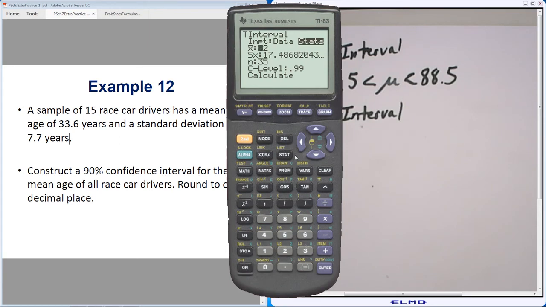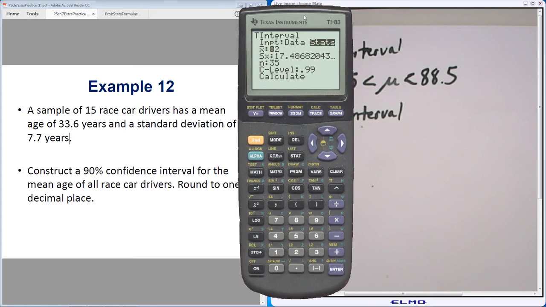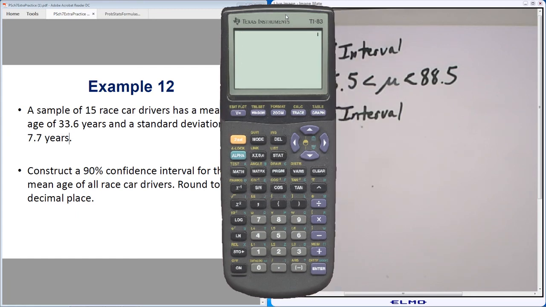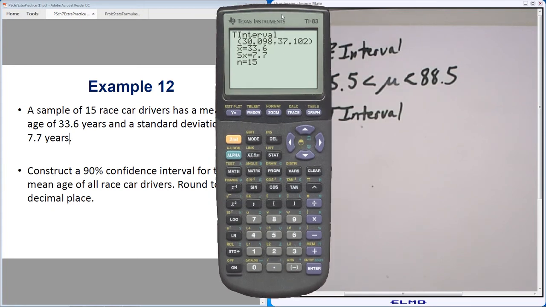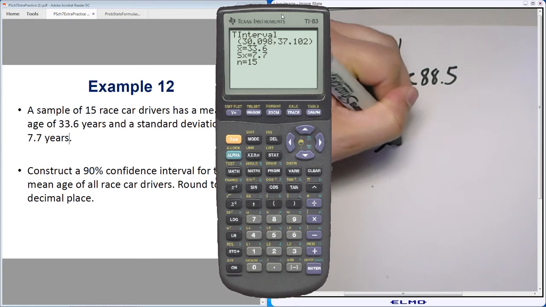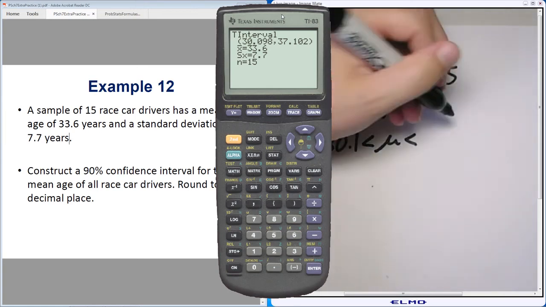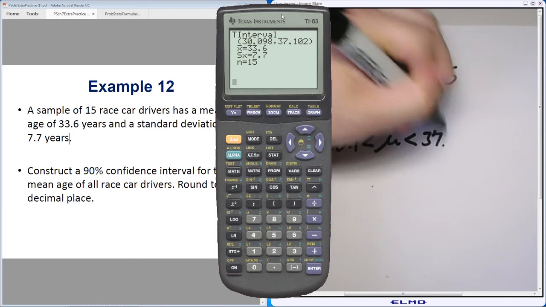Again, make sure stats is highlighted. Start filling in your information. All right, we're rounding to 1 decimal place for this one. So we get 30.1 is less than mu. Again, mu because it's a mean, which is less than 37.1.